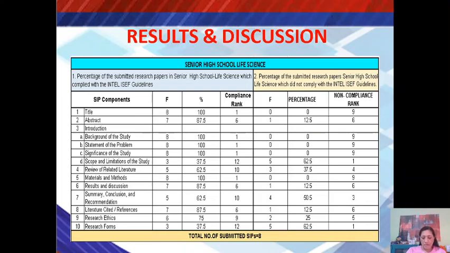On the contrary, scope and limitation and research forms, which is 62.50%, have the least number of compliances among the SIPs, followed by summary, conclusion, and recommendation, 50%. Review of related literature, 37.50%, and lastly, research ethics, which is 25%.